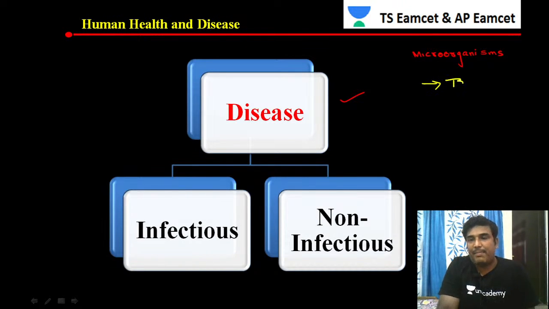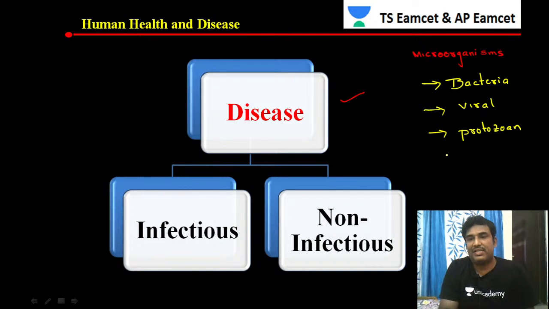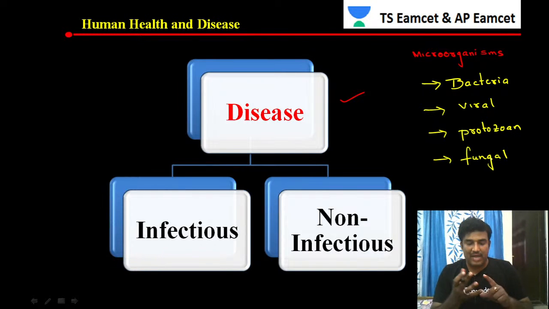bacteria, and at the same time we have virus. Nowadays we are suffering with a viral disease, that is corona. Apart from this viral disease, we have protozoan infections, and we also have fungal infections. So these are the microorganisms: bacteria, virus, protozoans and fungi.